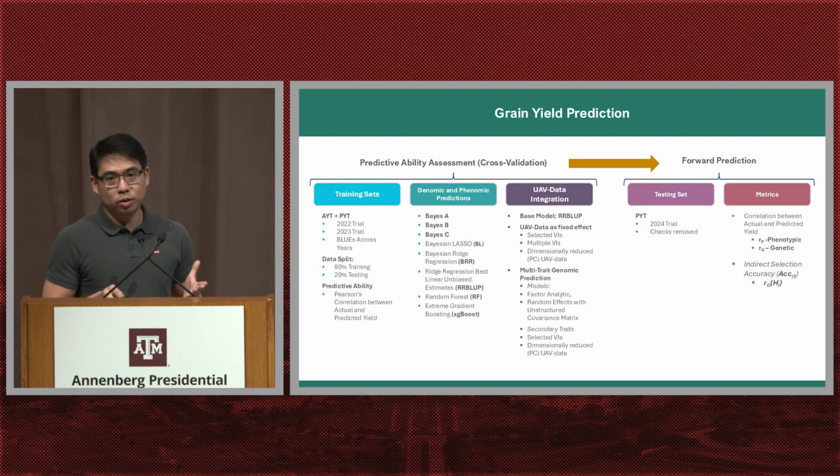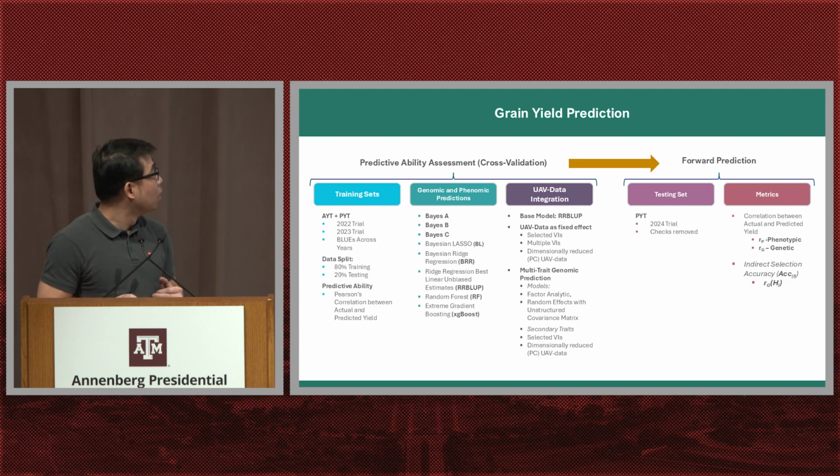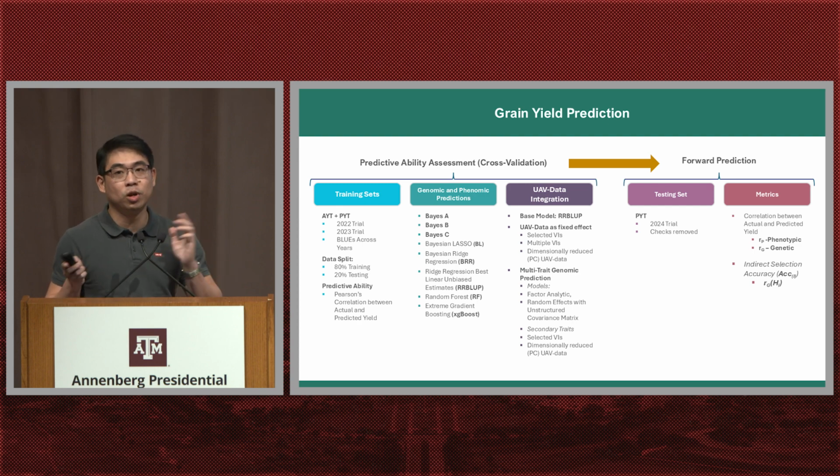So, of course, our goal is to predict grain yield. First, we did the usual predictability assessment using cross-validation within those trials, and again with a third training set across years. I used the usual data split of 80-20, and predictability was assessed by the Pearson correlation between the predicted and the actual grain yield of those in the testing set. For the prediction models, I used eight usual Bayesian models from BGLR, Random Forest, XGBoost, and RBLUP. I used the same models to do phenomic prediction, straight up replacing the SNP matrix with my phenomic data, basically using the 30 VIs as predictors.